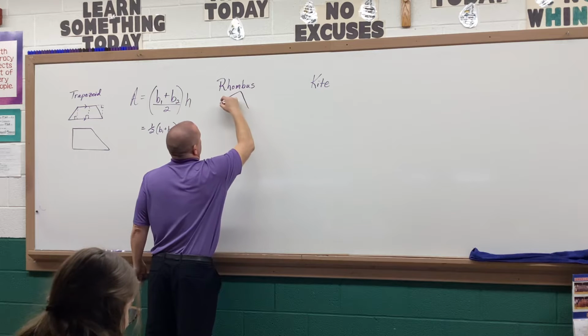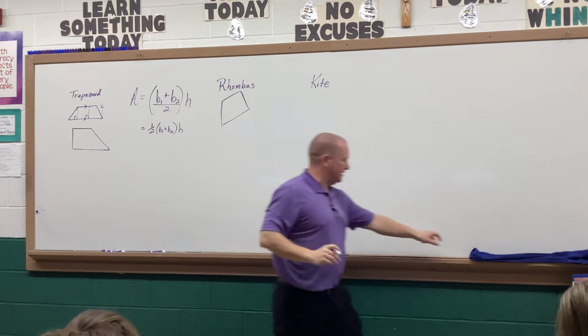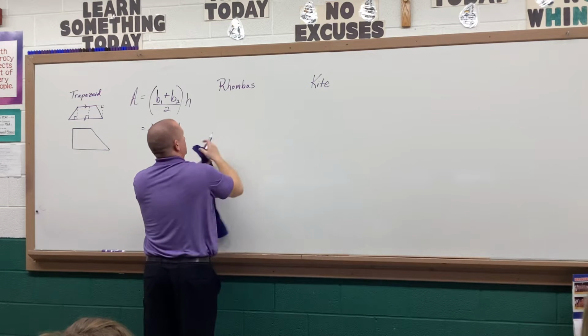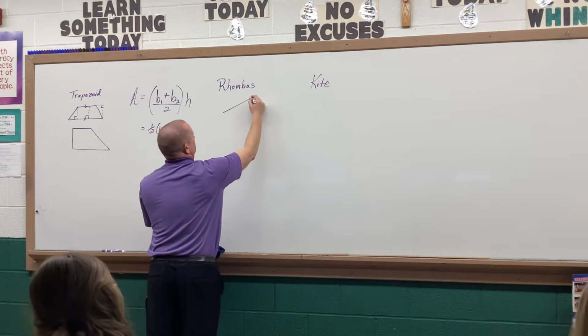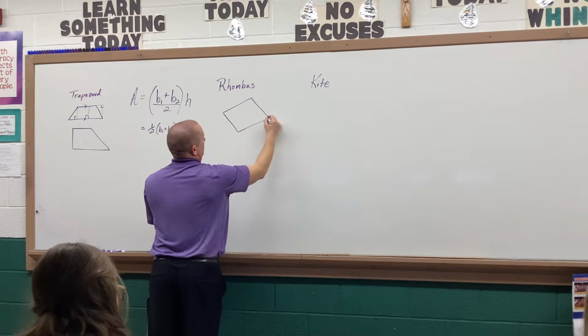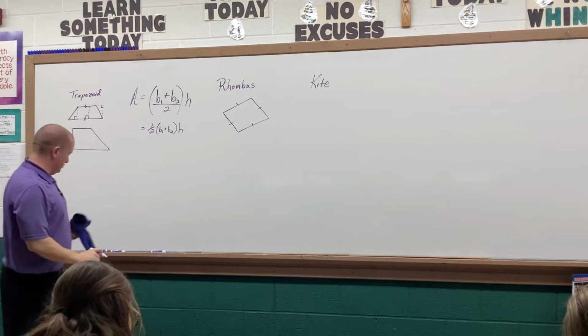Down. Well, that's really bad too. That was like a kite. So what did I do with my square? Stretched it. Stretched it, right? Why can't I draw this today? I'm not sure.